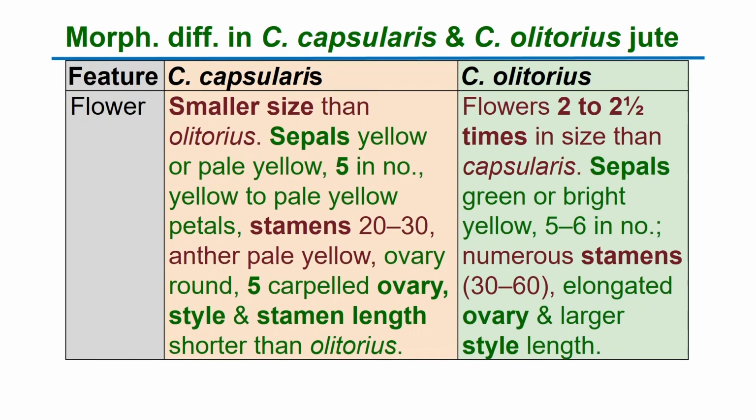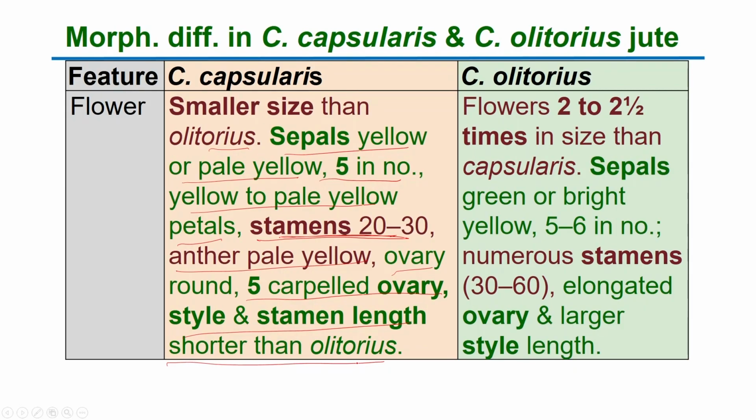Now, see the difference in flower of the two species. Capsularis flowers are smaller in size than Olitorius. Sepals are yellow or pale yellow, and sepals are 5 in number. Yellow to pale yellow petals. Stamens are 20 to 30. Anther pale yellow. Ovary round. 5 carpelled ovary in Capsularis. Style and stamen length shorter than Olitorius.